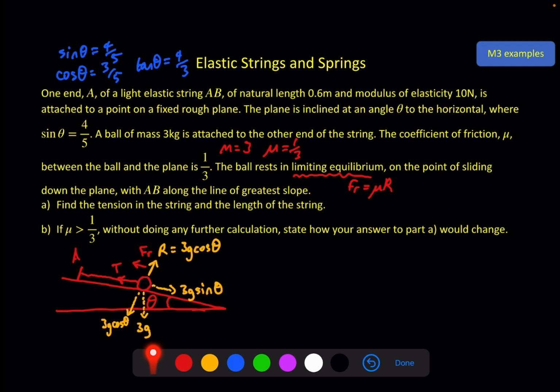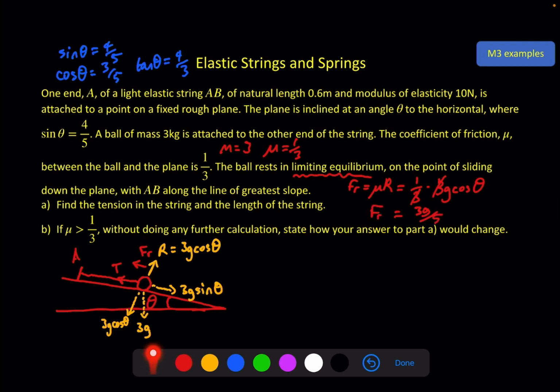That will give us the tension in the string from a forces point of view, and then looking at it from Hooke's law, we can use that tension to find the length of the string by finding the extension and adding it onto the natural length. So let me finish off here. Mu is equal to 1/3, and we know that R is equal to 3g cosine theta. The 3's cancel, and cosine theta we know is 3/5, so that's 3g over 5 for the friction.